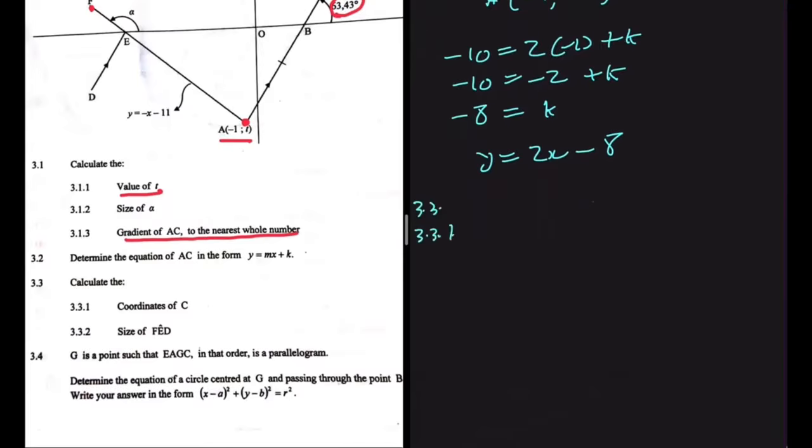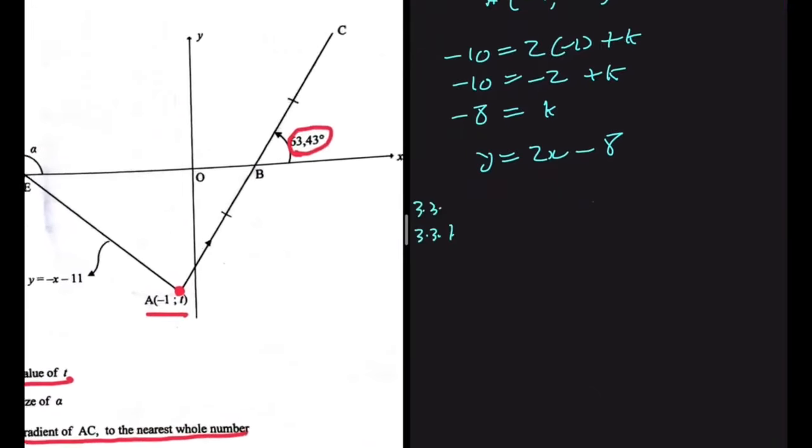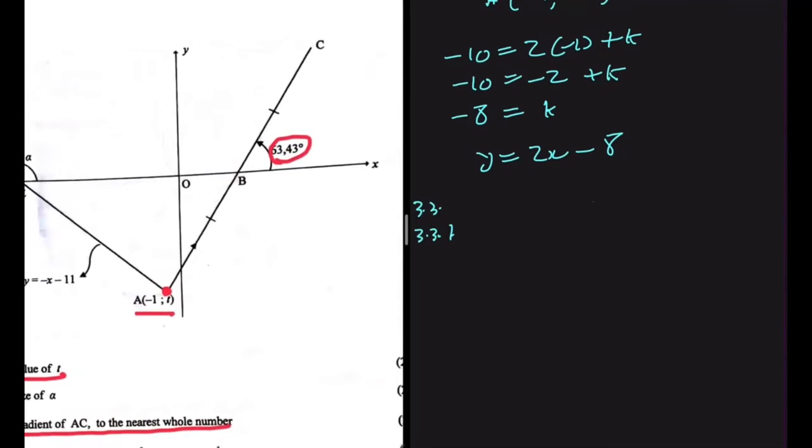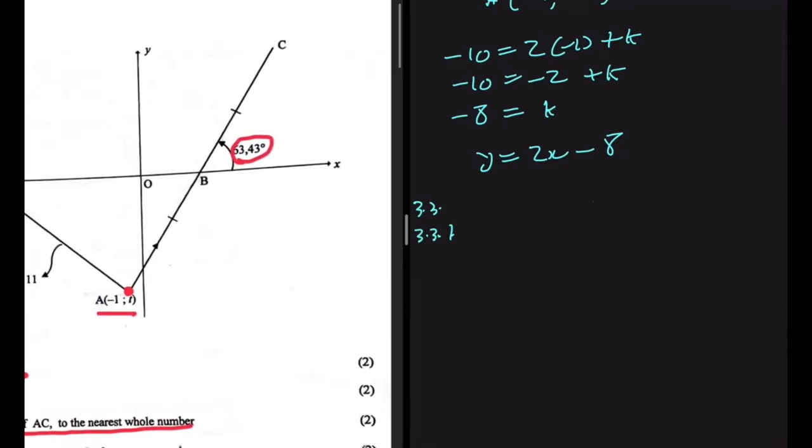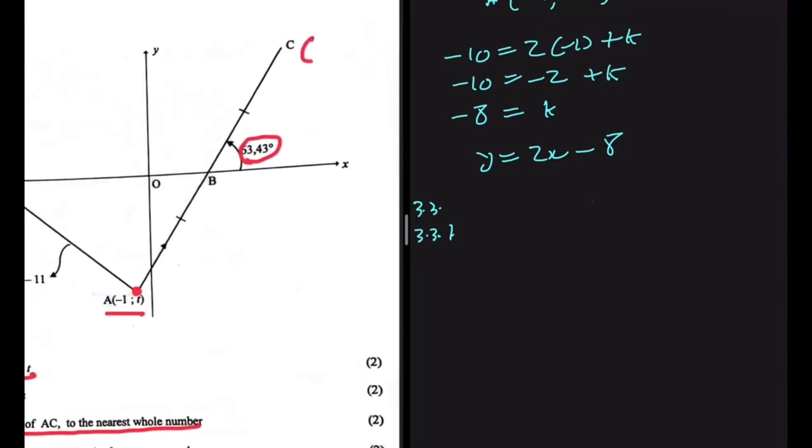We're looking for the coordinates of C. Yeah, C is up here. We're looking for the coordinates of C. So let me just tell you something. The distance from A to B is equal to the distance from B to C. So B is the midpoint of the line AC, right? We know the y value of B is 0, right? Because it is an x-intercept.